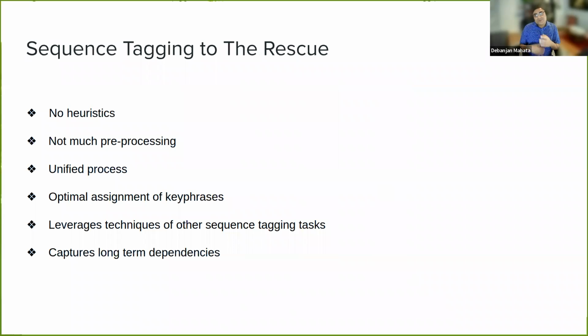Now when it comes to sequence tagging, there are a lot of advantages. There are no heuristics and not much pre-processing, and not many rules. It's a unified process. And it helps you do an optimal assignment of key phrases, because the model itself learns how many key phrases it needs to extract, and leverages techniques of other sequence tagging tasks, and also captures a lot of long-term dependencies which other models cannot.